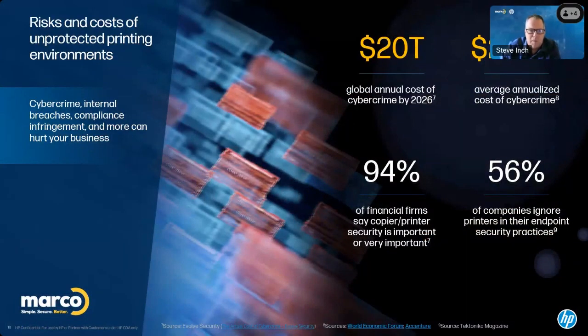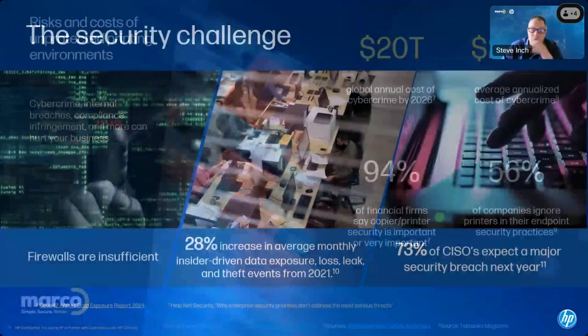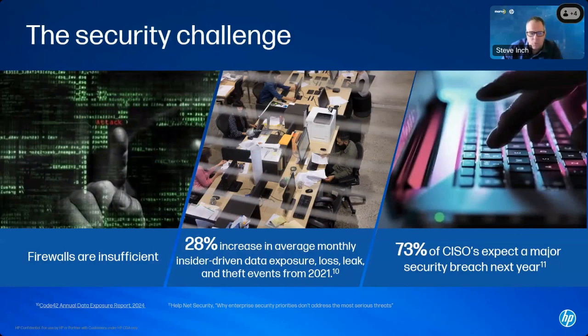I won't spend a lot of time on this, but just at a high level, I think it's interesting to note that if cybercrime were a country, it would be the second largest gross domestic product at $20 trillion in 2026, just behind the United States in GDP. That is the reality we're facing. So quickly, firewalls are insufficient, with a 28% increase in average monthly insider data exposure and loss. And the reality is, again, you're going to get hit. 73% of CISOs expect a major security breach next year.